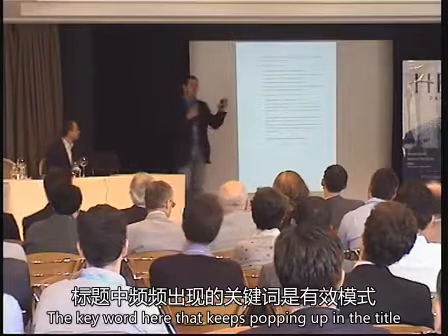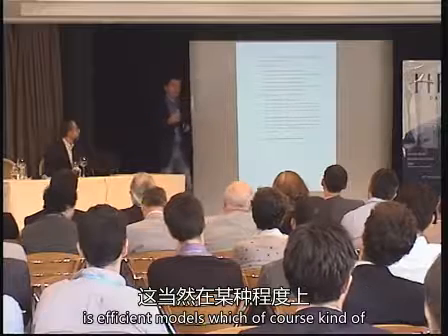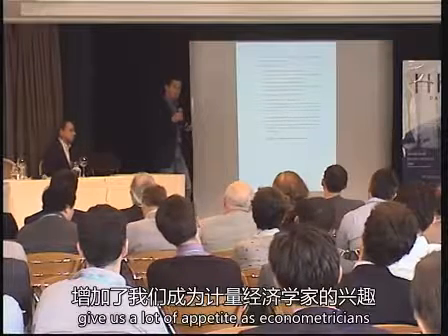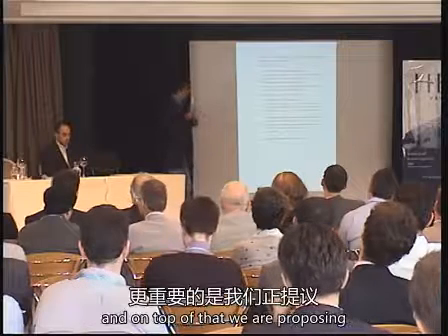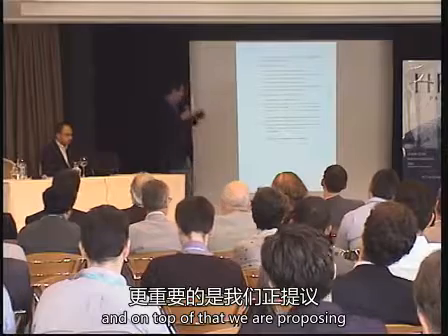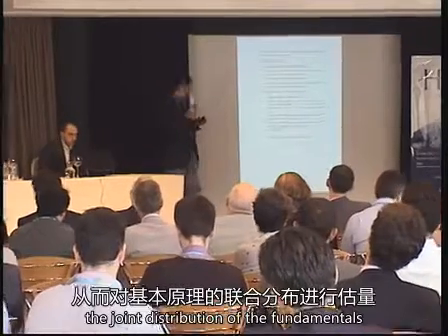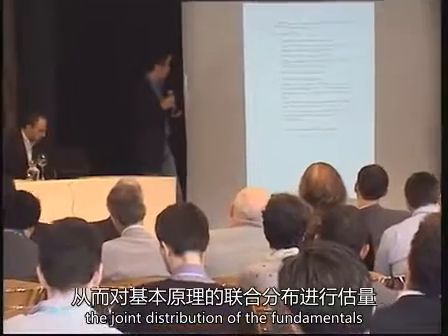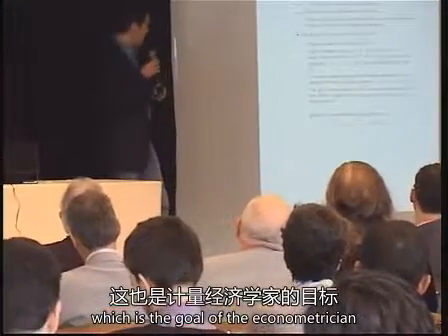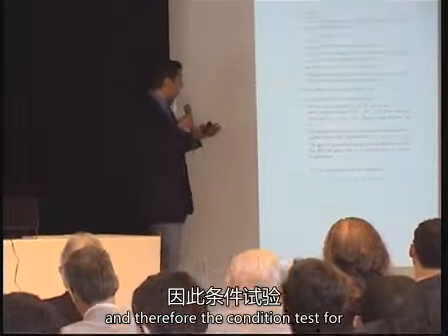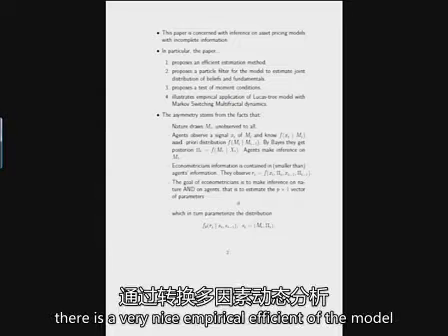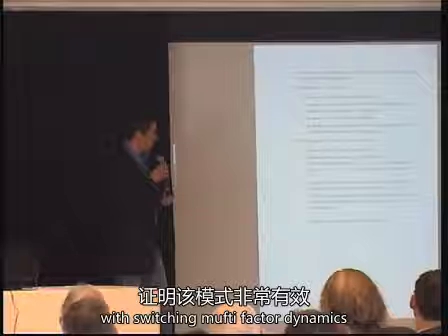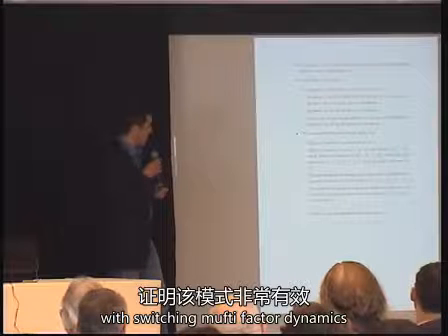There is this keyword popping up in the title, efficient methods, which of course gives us a lot of appetite as econometricians. On top of that, the paper proposes a particle filter for the model in order to estimate the joint distribution of beliefs and fundamentals, which are the goal of the econometrician. Then it proposes a moment condition test, in particular twisting towards tests of rational expectations. And then there is a very nice empirical illustration of a Lucas tree model with a switching multifractal dynamics.